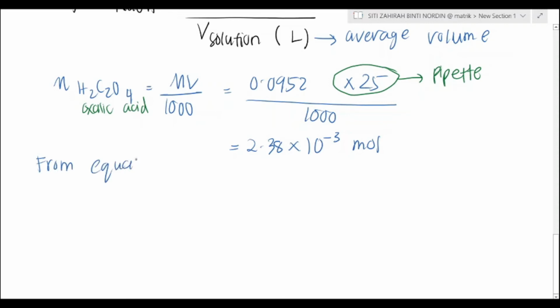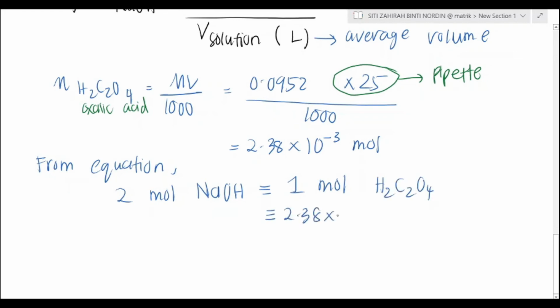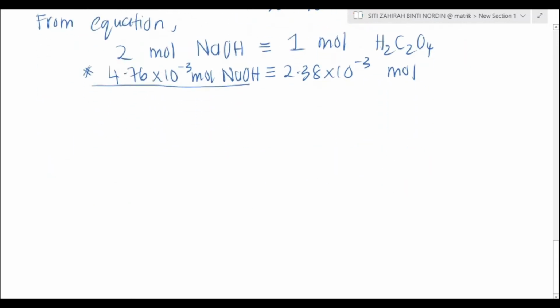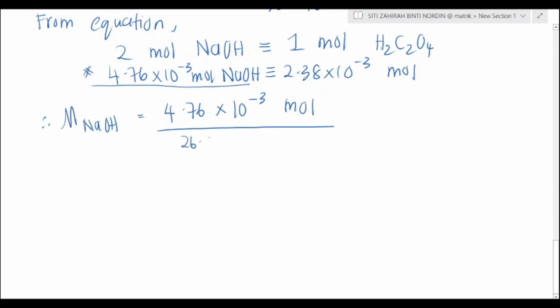So now compare it with the mole of NaOH in balanced equation. From equation, 2 mole of sodium hydroxide is equivalent to 1 mole of oxalic acid. So 2.38 times 10 to the power minus 3 mole oxalic acid would be equivalent to 4.76 times 10 to the power minus 3 mole sodium hydroxide. So now we already find the mole of sodium hydroxide. Next we can figure out the molarity. So that would be 4.67 times 10 to the power minus 3 mole divided by 26.08 ml. Remember class that you need to divide it with 1000. So your final answer would be 0.183 molar.